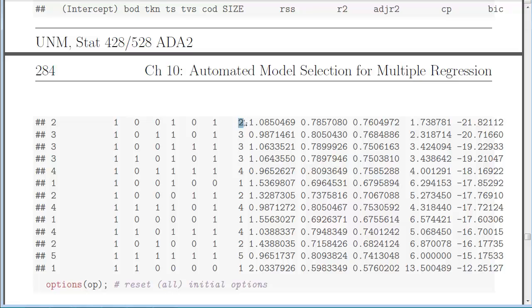And this top model actually has only 2 predictors. So what are those? We've got COD and TS. What's the next best model? It has COD, TS, and TKN. What's the third best model? It also has those 2 variables, but COD instead. What's the next best? It always has those 2 and BOD. So it's clear to me that these 2 variables, COD and TS, are important.